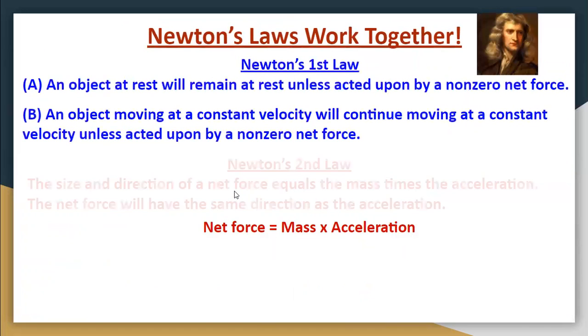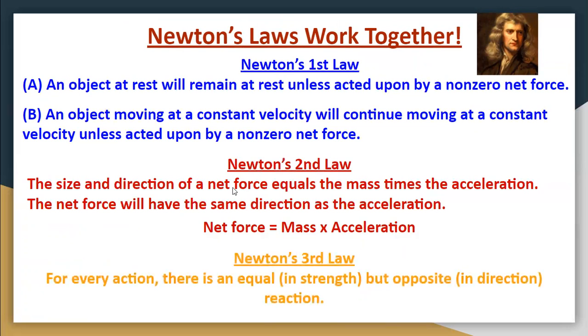Okay, let's talk about Newton's laws. Let's just put them all up there at once. So Newton's first law, an object at rest will remain at rest unless acted upon by a non-zero net force. And an object moving at a constant velocity will continue moving at a constant velocity unless acted upon by a non-zero force. Newton's second law, the size and direction of a net force equals the mass times the acceleration. The net force will have the same direction as the acceleration. And there's your formula, net force equals mass times acceleration. And 3, Newton's third law, for every action there is an equal in strength but opposite in direction reaction. Memorize these 3 laws. Let's see them in action.